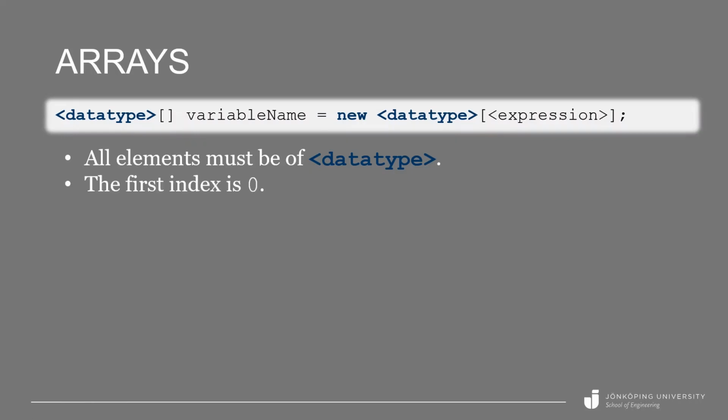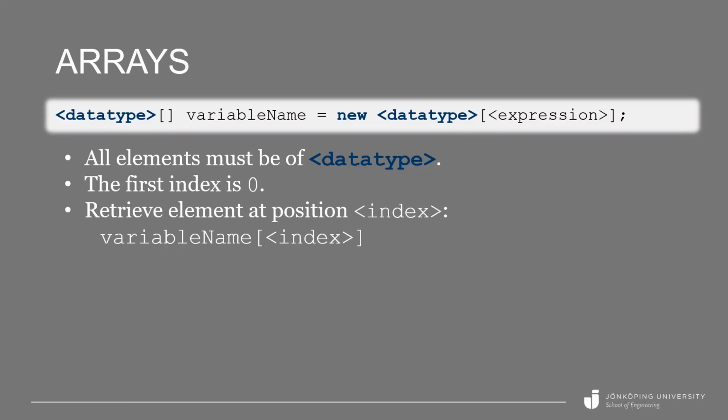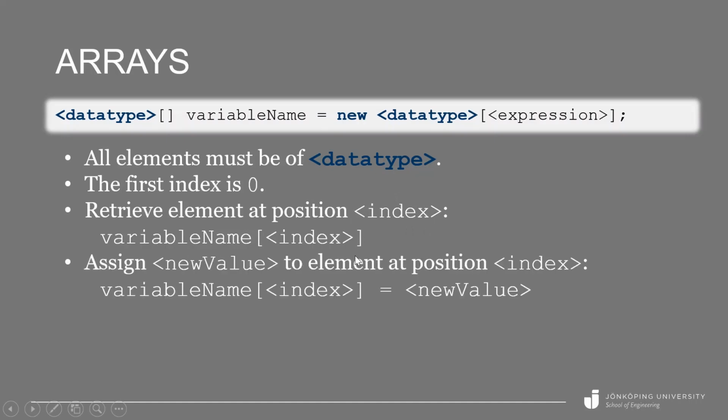The first index in the array is 0, and then incremented by 1 as usual. To retrieve an element at a certain position, you write an expression like this one. And if you want to update a value at a certain position, you write the statement like this one.